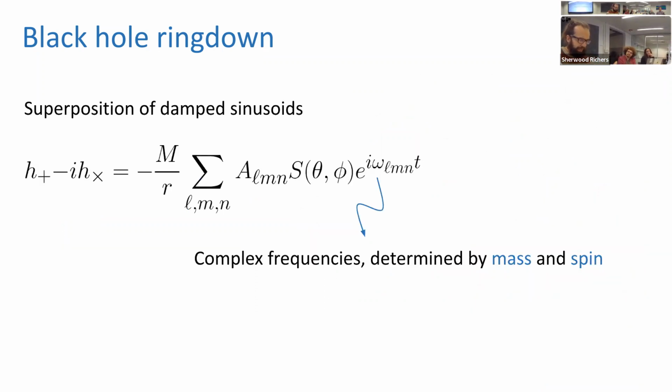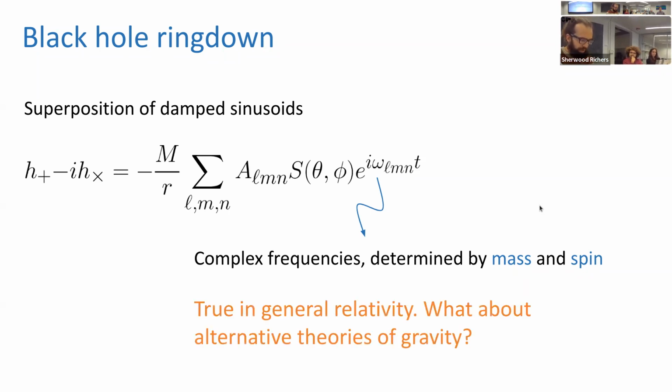So, as I said, this signal here can be seen as a superposition of damped sinusoids. These frequencies appearing are complex, and it's an infinite set of frequencies, but of course, depending on the amplitude and the decay time, only some of them are visible. And as I said, in GR, they're determined by the mass and by the spin. This is true in general relativity, but what happens when we go to alternative theories of gravity?